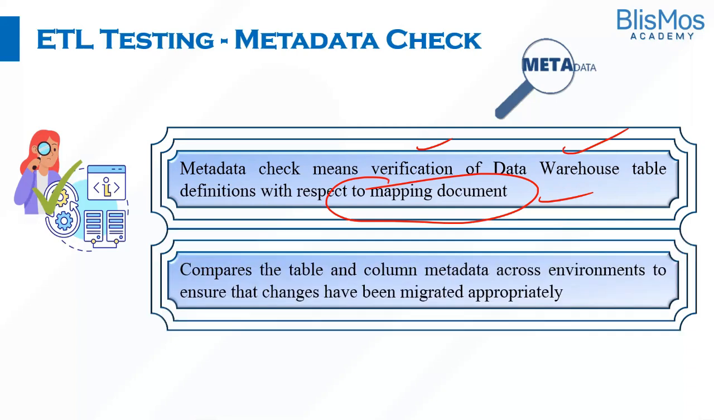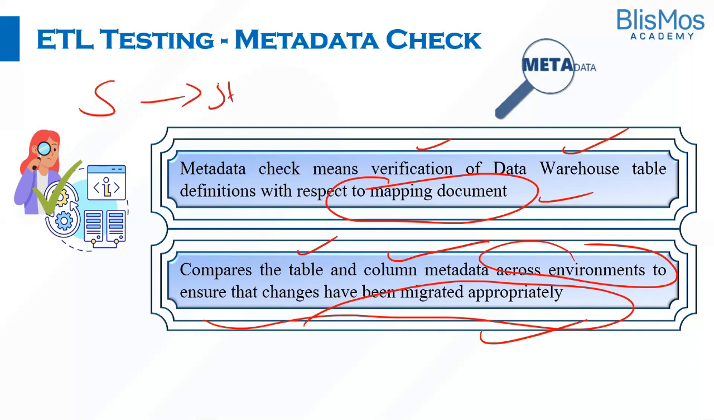What essentially will we be doing? We'll be comparing the table column metadata across the environment to ensure that the changes have been migrated appropriately. It means we are trying to move the data from source to the staging area, and then to the data warehouse. The data is moving from one place to another place. Whenever the data is moving, whether the column names, the metadata, and the structure are intact and as per the requirements, that is what we will be validating with the metadata check.